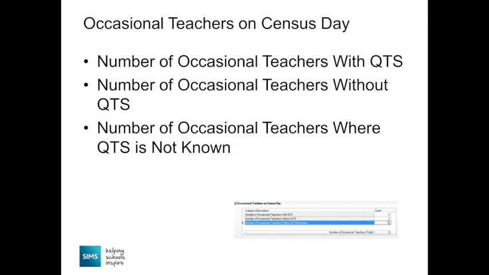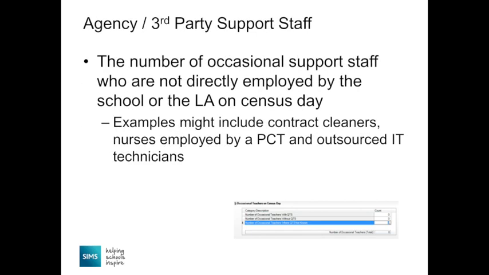And then you need to record any agency or third-party support staff. So it's the number of occasional support staff who are not directly employed by the school or the local authority. The local authorities will fill in their own return on census day. And examples of these might include contract cleaners, nurses employed by a primary care trust, or outsourced IT technicians.